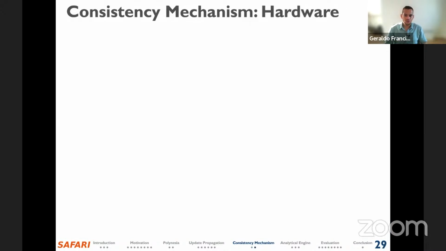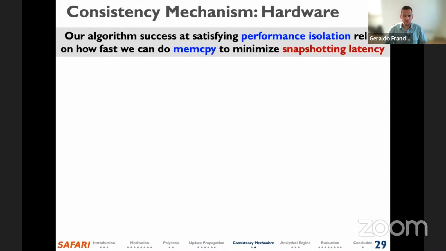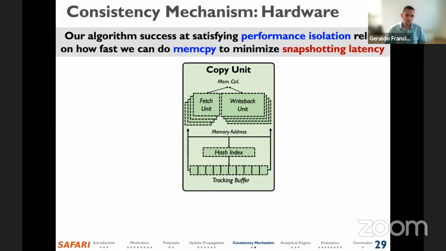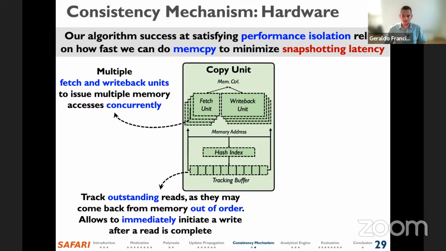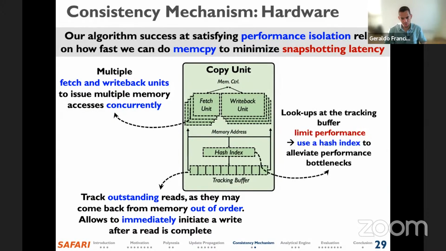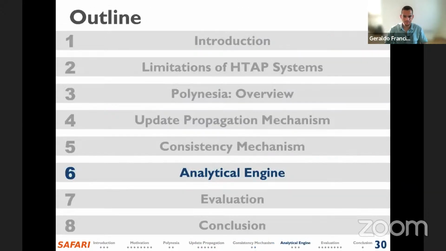To accelerate our algorithm, we employ a hardware accelerator that can do fast memory copying operations, which is similar to the copy unit we designed for the update propagation unit. The copy unit has multiple fetch and write-back units to issue concurrent memory accesses to main memory, a tracking buffer to track outstanding reads from DRAM and trigger writes as soon as reads arrive back from DRAM, and a hash index used to accelerate the read lookups into the tracking buffer. Finally, I'm going to describe our analytical engine.